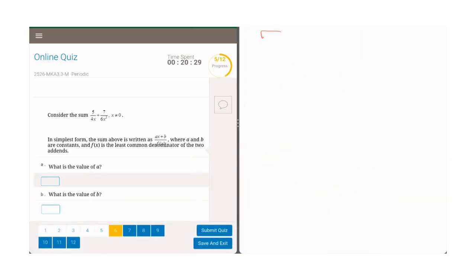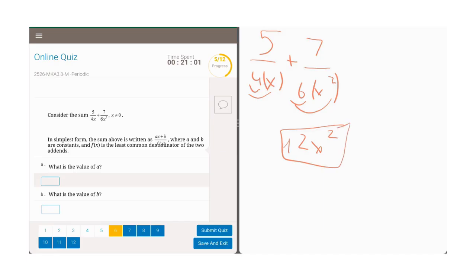Now for this question we have 5 over 4x plus 7 over 6x squared. And we need first to find the least common denominator. So for 4x and 6x squared, the least common multiple of the constants 4 and 6 would be 12, and then we have just x and x squared. So we take the higher power, which will be x squared. So this would be the least common denominator.